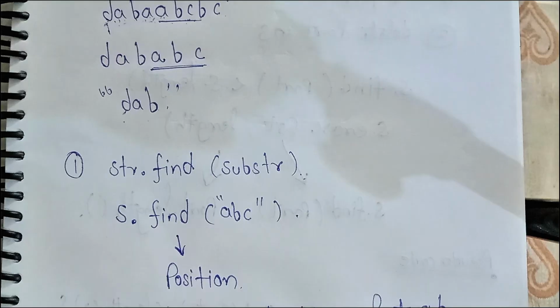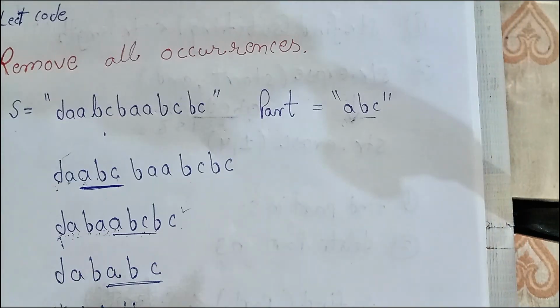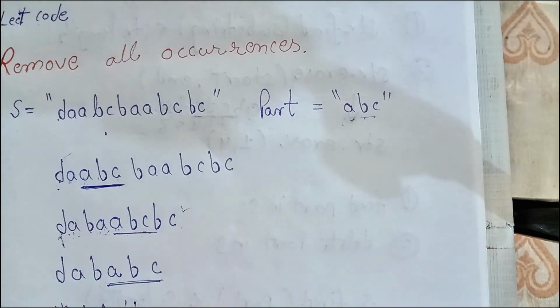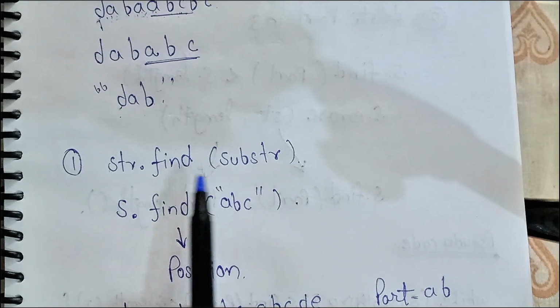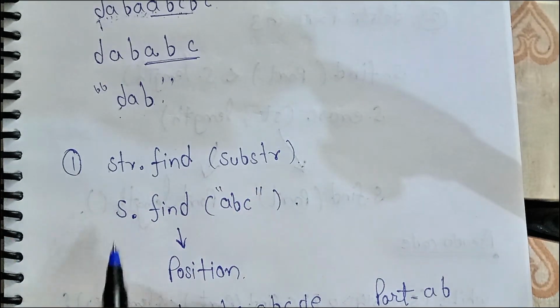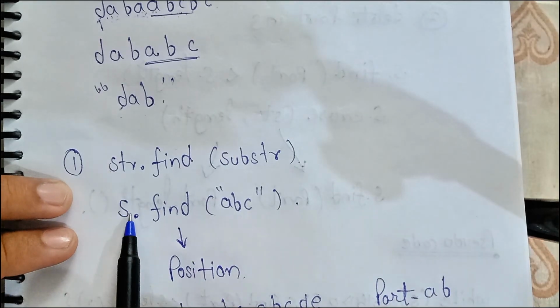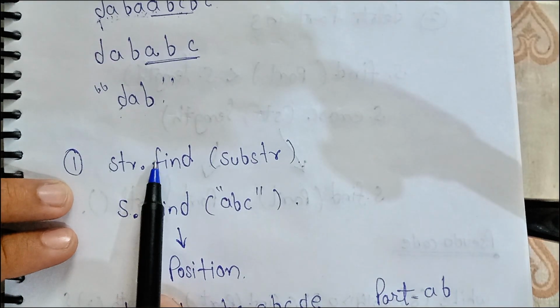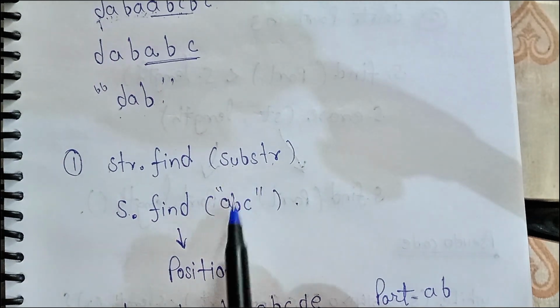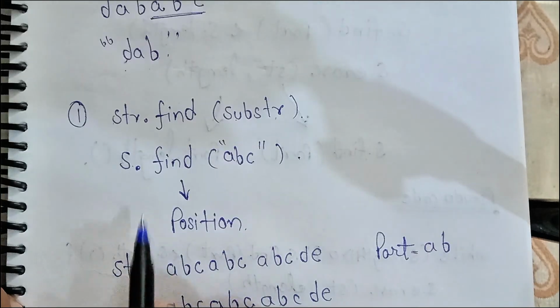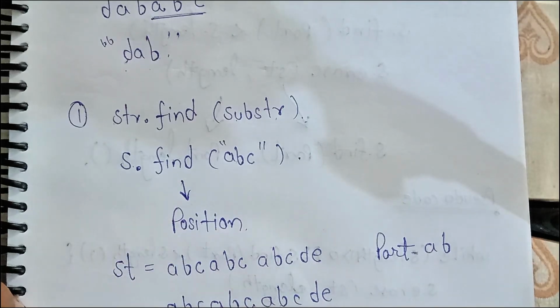To find this part inside this string, we have one function, str.find, and here we write the substring. Here str is the string name. After that we use the find function, and here we write the substring which we need to remove. So here we get the position.